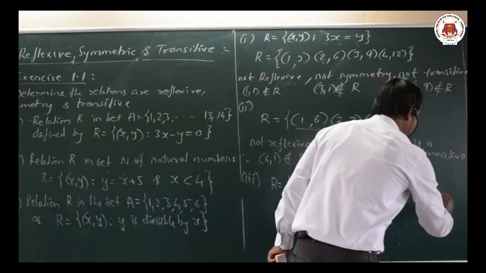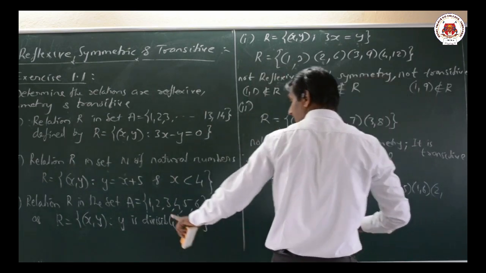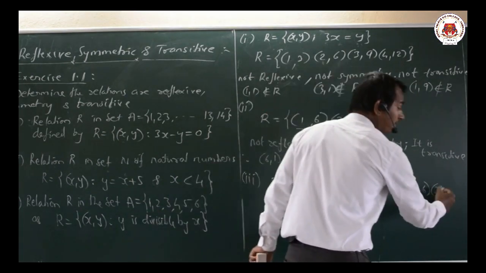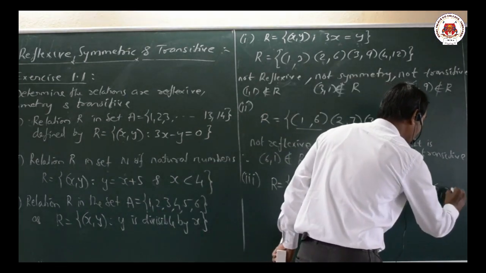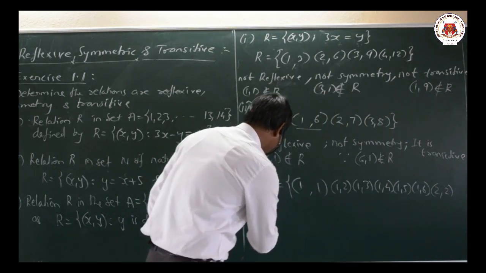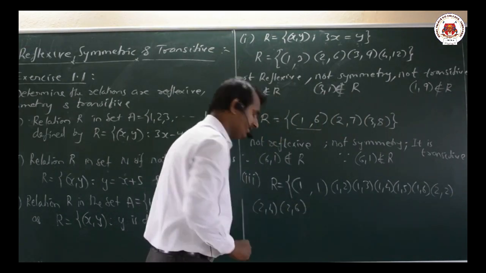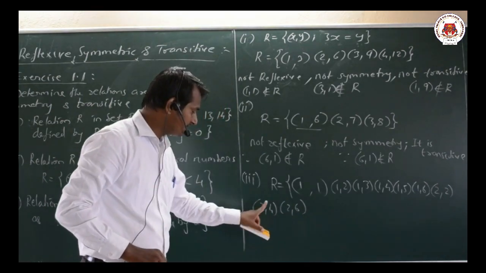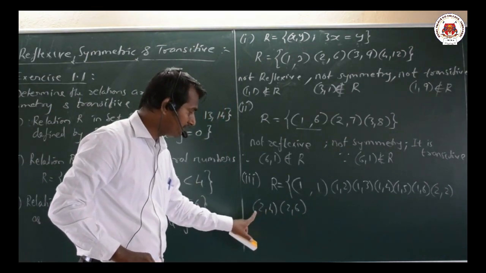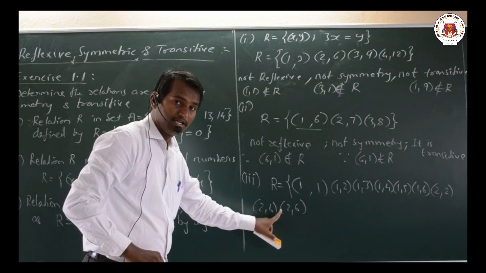Next one, if I take x equal to 2, I can write 2 comma 1, but I can write 2 comma 2. Similarly, I can write 2 comma 4, 2 comma 6. Y is divisible by 2, 4 is divisible by 2, 6 is divisible by 2, like that.